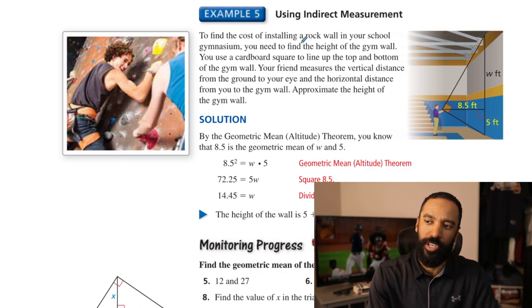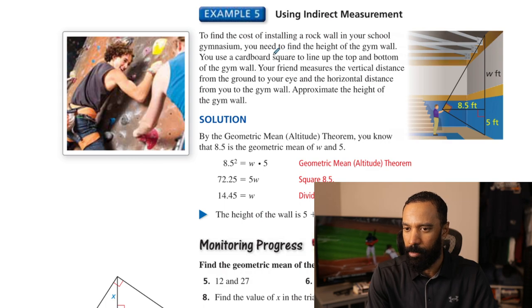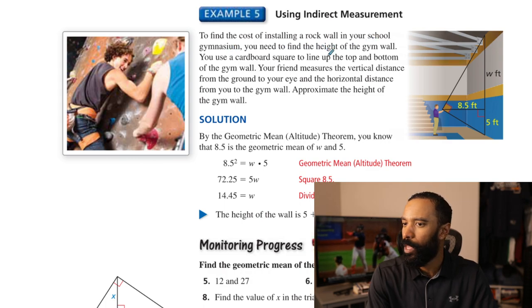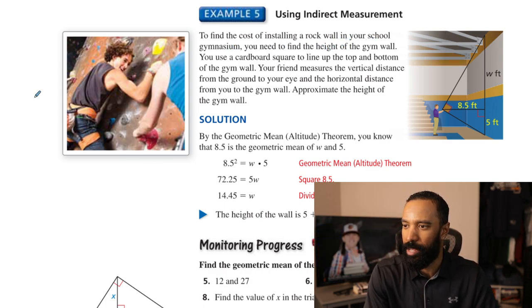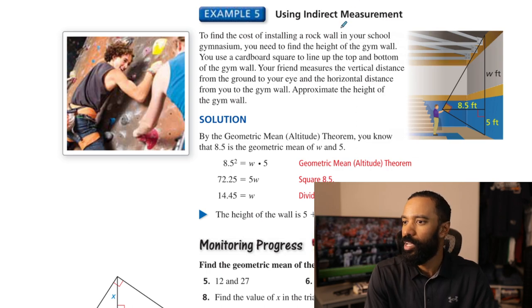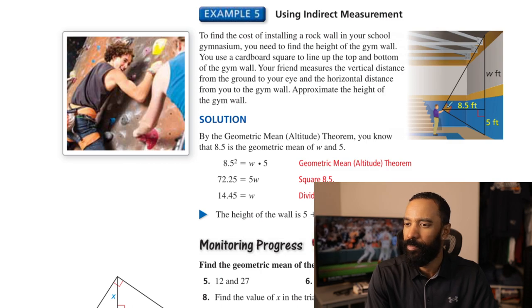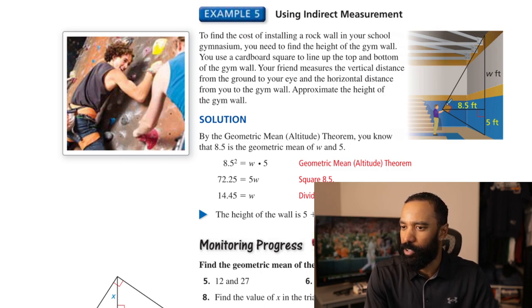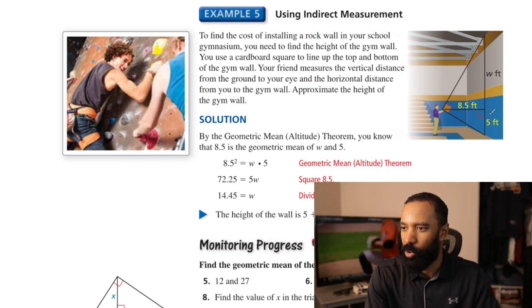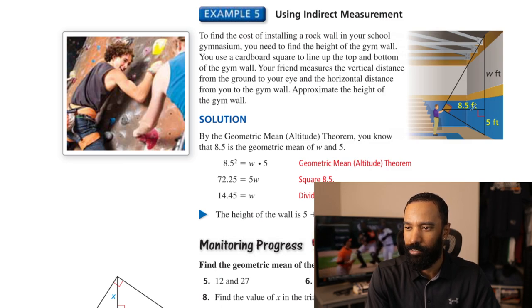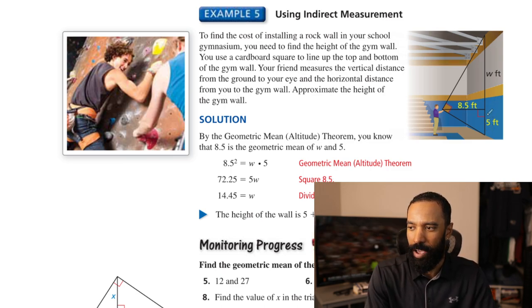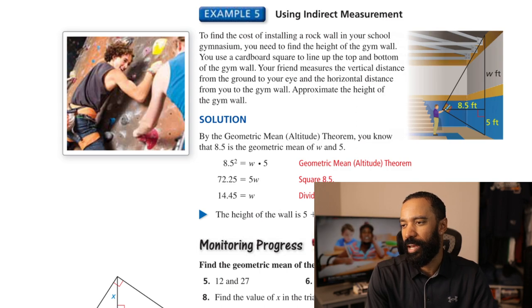To find the cost of installing a rock wall in your school gymnasium, you need to find the height of the gym wall. Use a cardboard square to line up the top and bottom of the gym wall. Your friend measures the vertical distance from the ground to your eye and the horizontal distance from you to the gym wall. So 5 feet and 8.5 feet. Approximate the height of the gym wall.